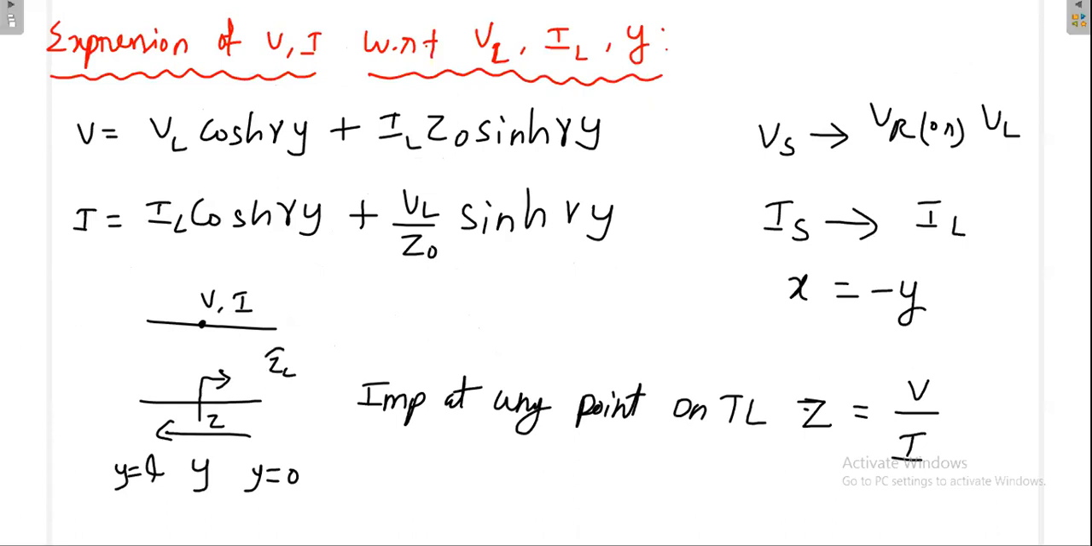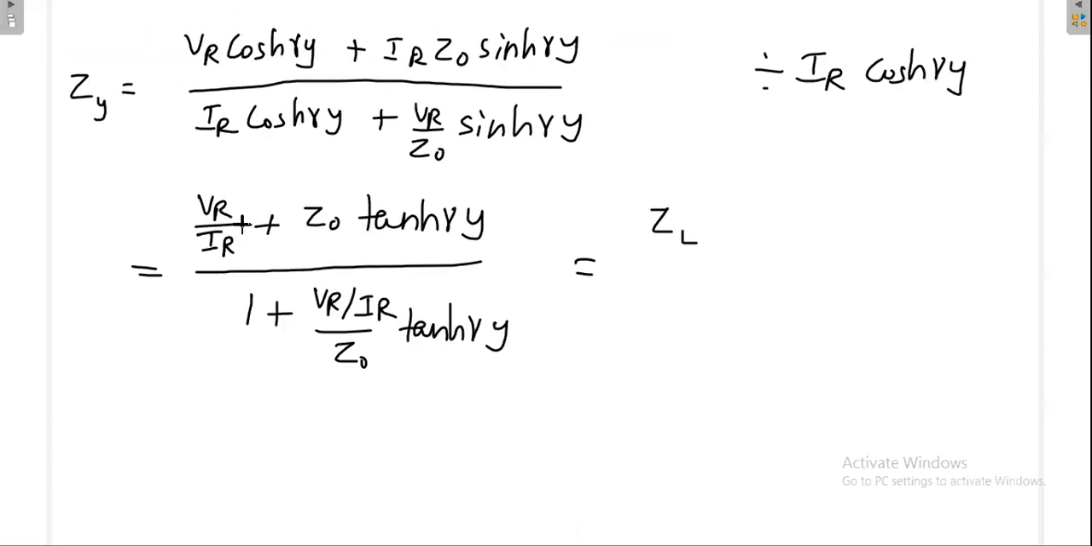Whatever the ZL that you are connecting, based on that only you will always get ZL as VL divided by IL. So instead of VR divided by IR or VL divided by IL, I can write ZL. Please don't get confused with this. VR and VL and IR and IL I will use interchangeably. Both are the same. So ZL.